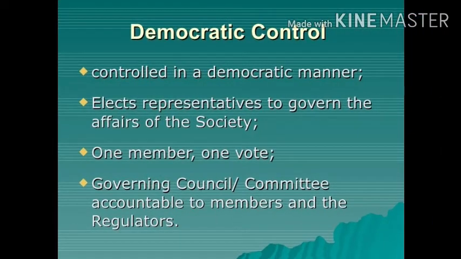Next is democratic control. Controlled in a democratic manner, it elects representatives to govern the affairs of the society. So from among the members, representatives are elected to govern the affairs of the society. One member, one vote. So being a member, you have the right to give only one vote. Governing council, committee, accountable to members and the regulators.